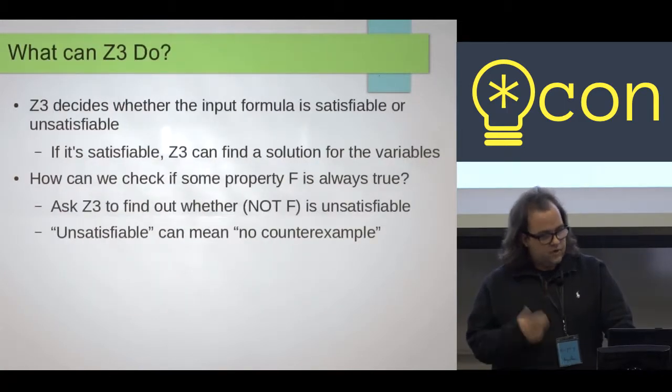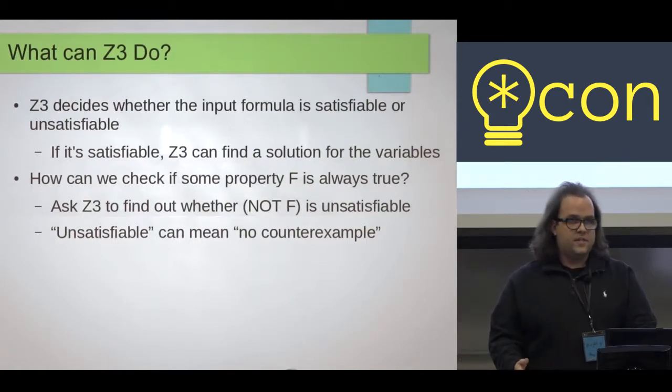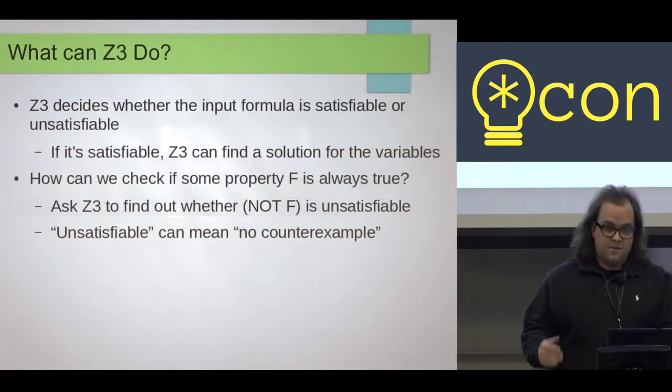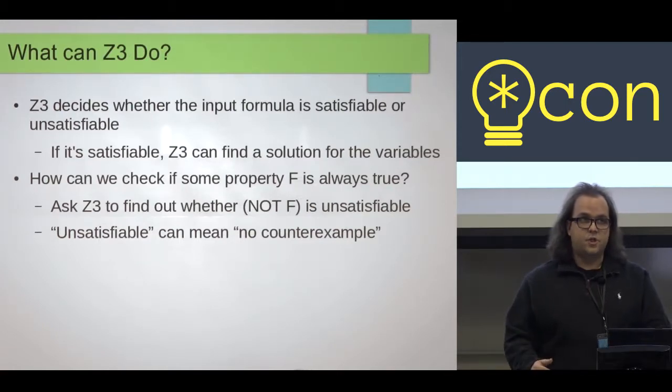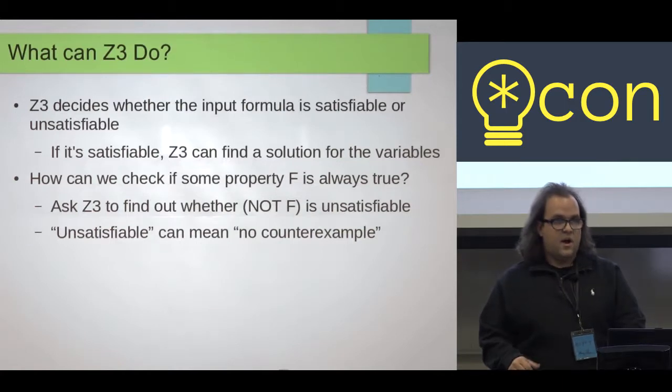So we'll see, on the next slide actually, an example of that. As I mentioned, Z3 will take an input formula and it decides whether the formula is satisfiable or not. If it is satisfiable, Z3 can find a solution to the variables and tell you what that solution is, which is actually kind of nice because not all SMT solvers do that necessarily.